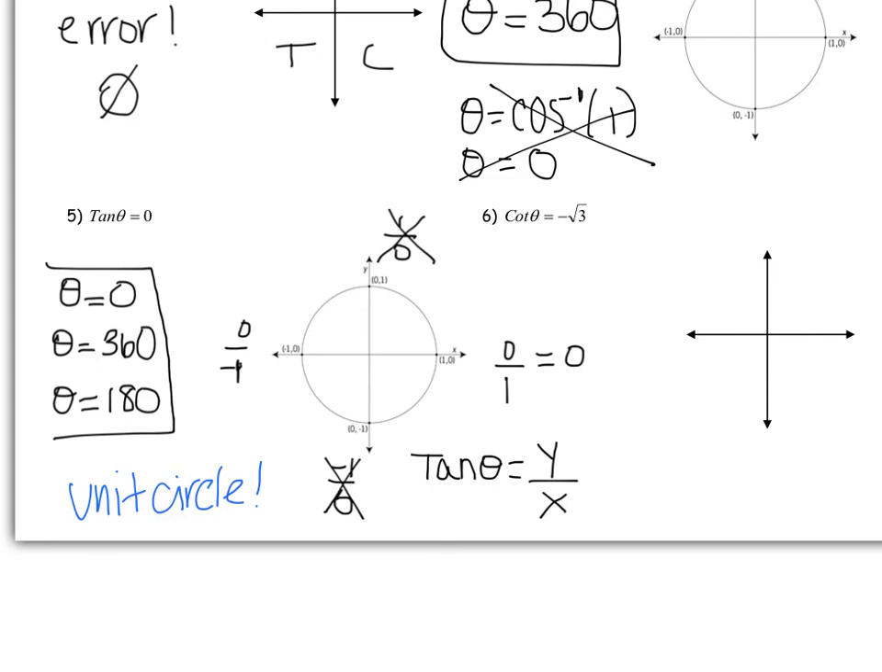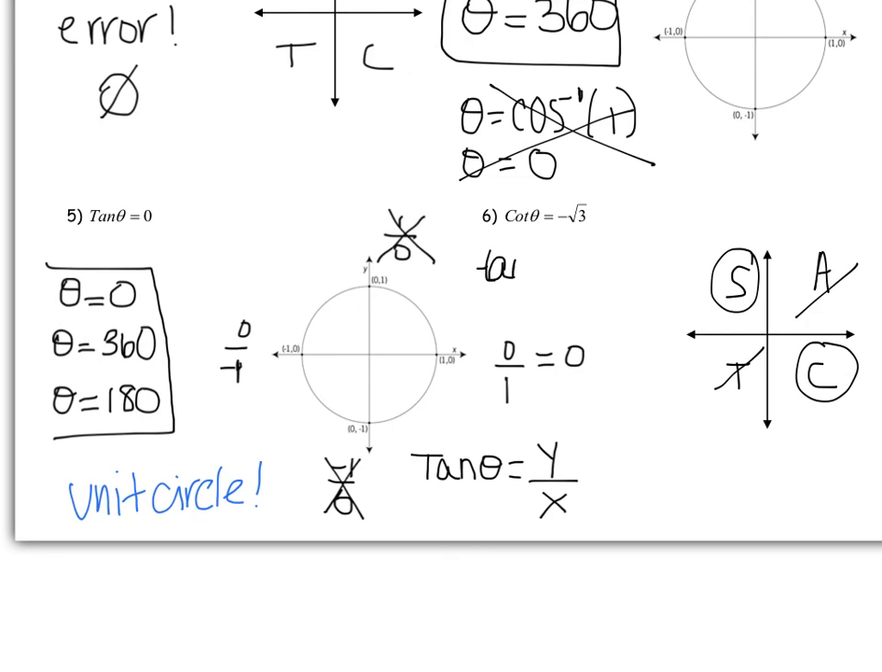Okay, let's try example number 6. Cotangent of theta is equal to negative rad 3. So the first thing we want to do is ASTC. So where is cotangent, or in other words, tangent, negative? Not here, not here. So it's negative here and here. So that took care of the negative. We're never going to use the negative again. Now, how do I find theta? Well, we've got to transfer this into tangent first.